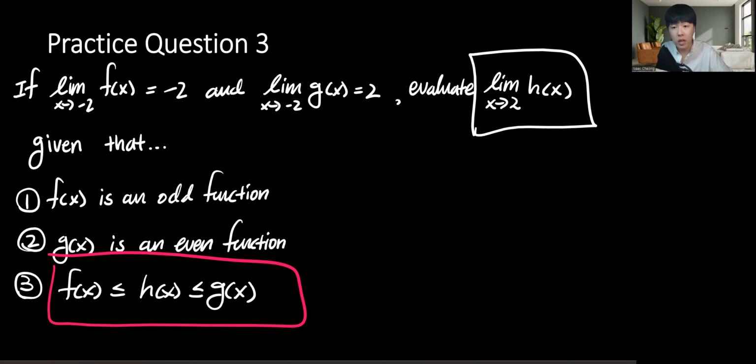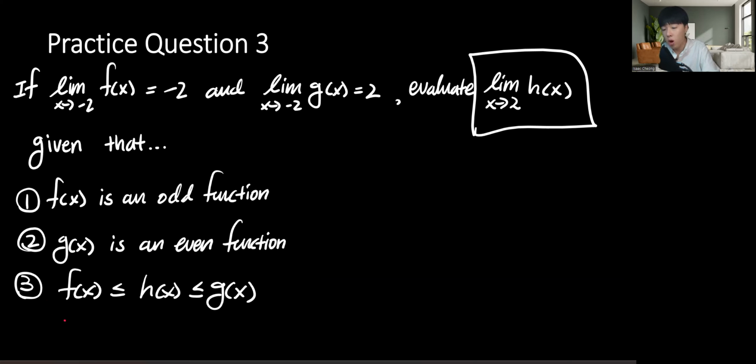Because it already gave you this inequality, it gives you a very strong signal that we need to use the squeeze theorem. Then this is our issue, because we want to evaluate the limit value of h(x) when x is approaching 2. So that's why we need to put the limit on everything.